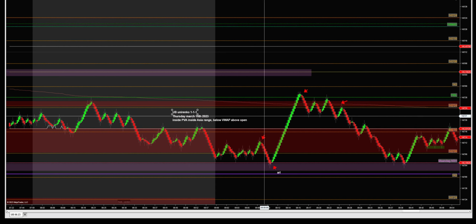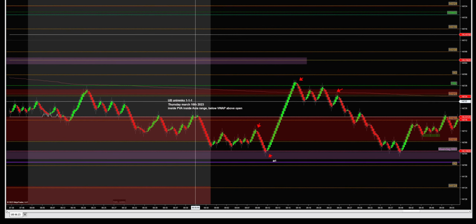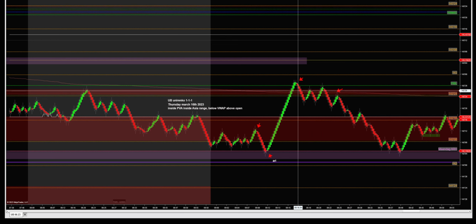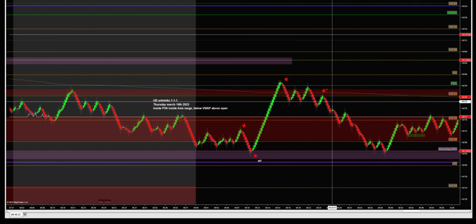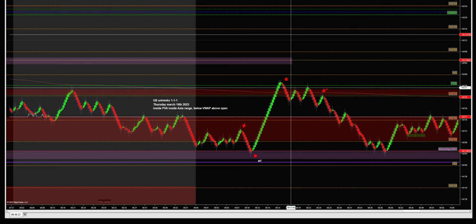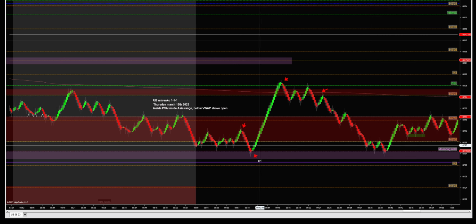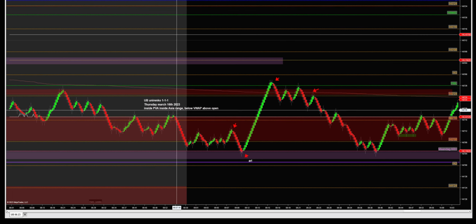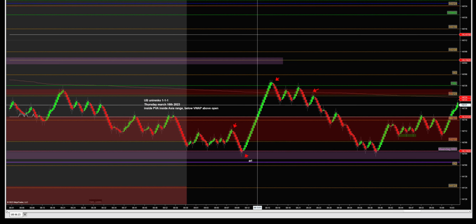And of course, something I also do is I write down in the chart where price is in relation to yesterday's value area, current Asia, and if it's below VWAP or not. Because there are some simple basic rules. Below VWAP, looking for shorts. Above VWAP, you're looking for longs. But of course, you can trade rotations. These are some basic rules.